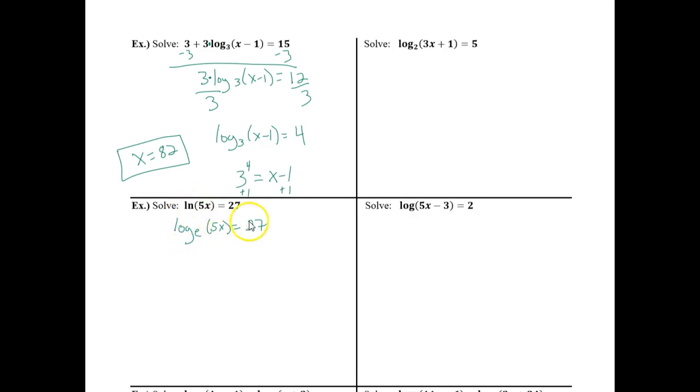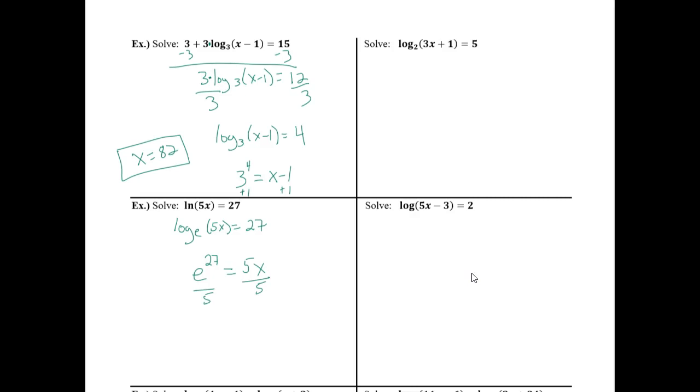So again, to solve a logarithmic equation, I'm going to do the inverse, and the inverse is to rewrite it exponentially. So start with the base. The base is e, in exponential form. Logs equal exponents. The exponent is 27. That will equal what we took the log of, 5x. And then I want to get x alone, so I divide by 5.